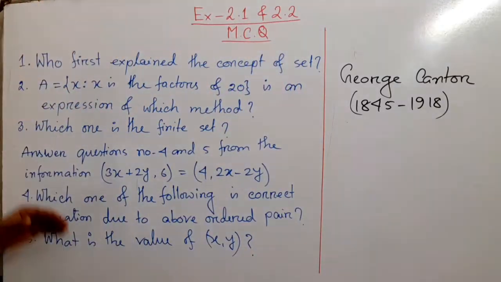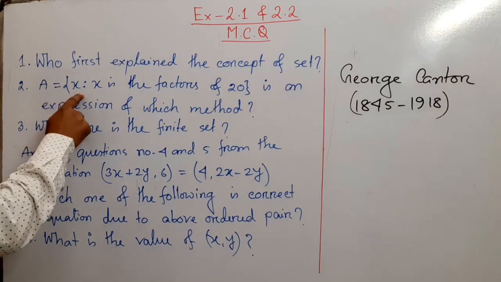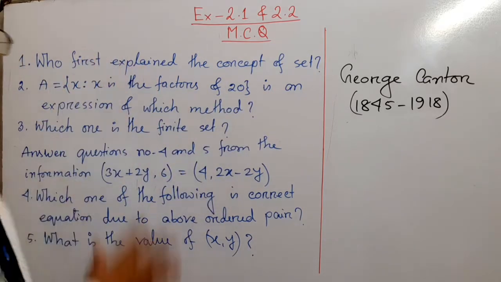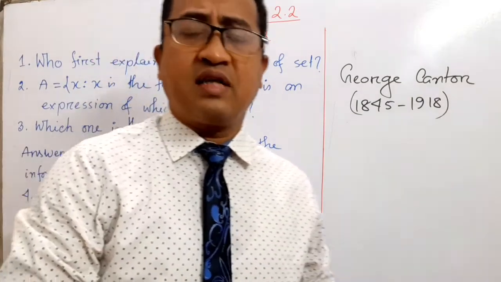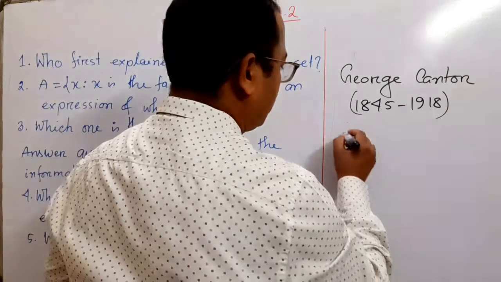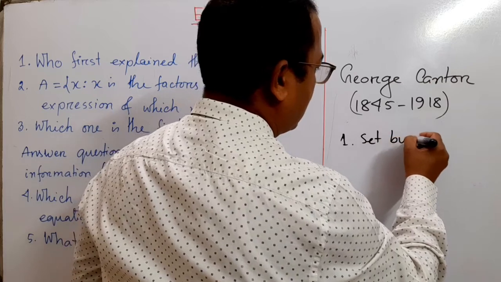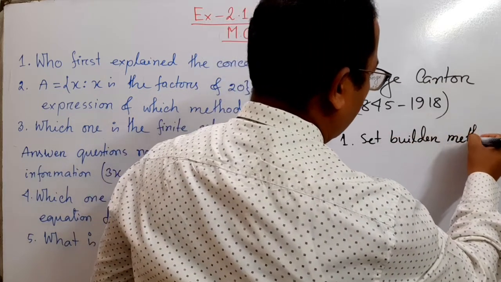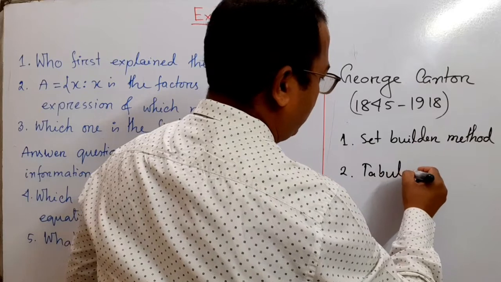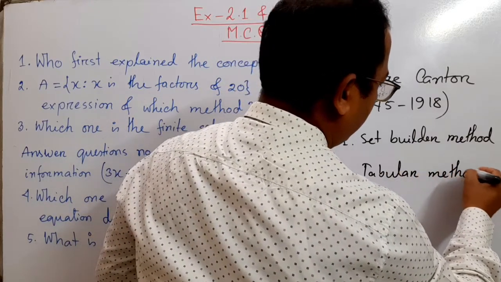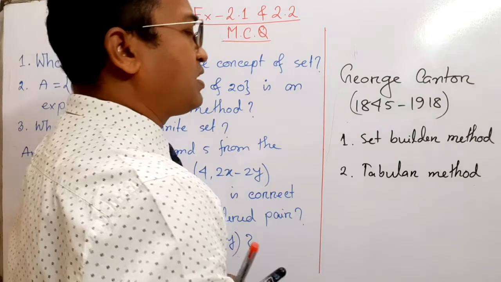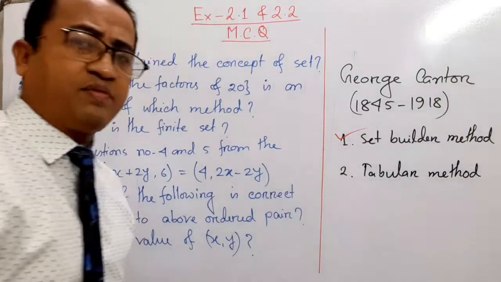Okay, now the second question. If A equals {x such that x is a factor of 20}, it is an expression of which method? We know we can express a set in two methods. Number one is the set builder method, and number two is the tabular method. Which method is this? I think this is the set builder method. So we should tick the set builder method.